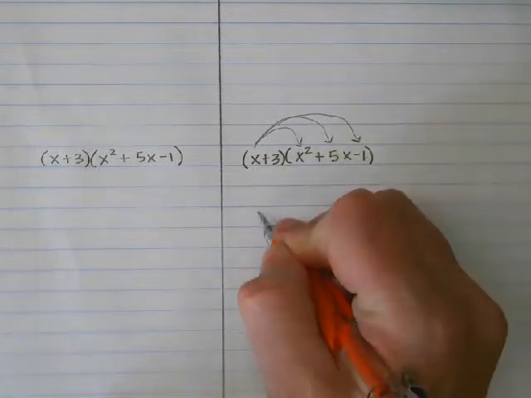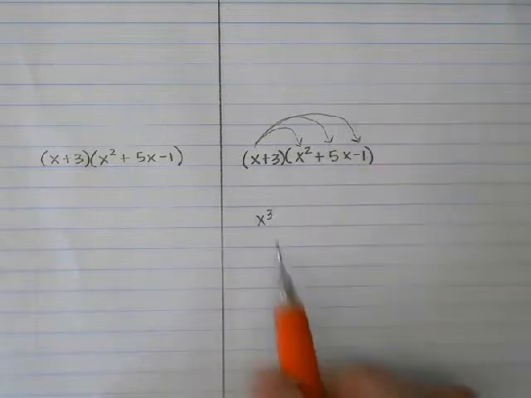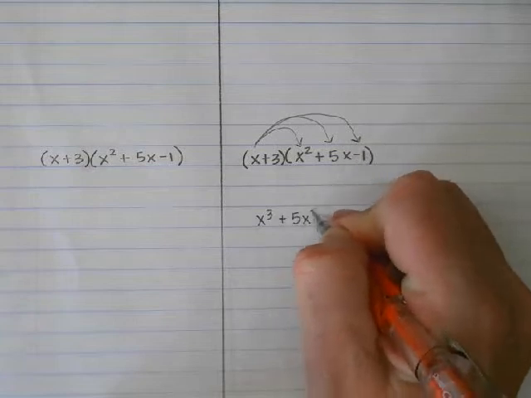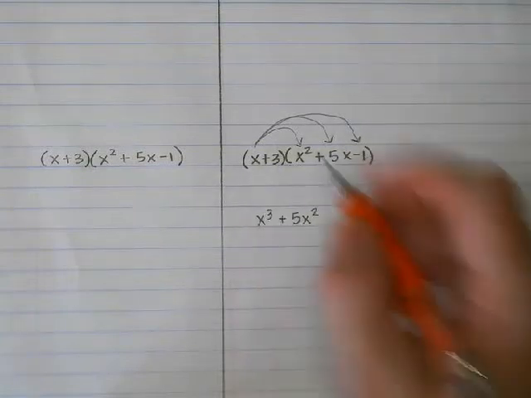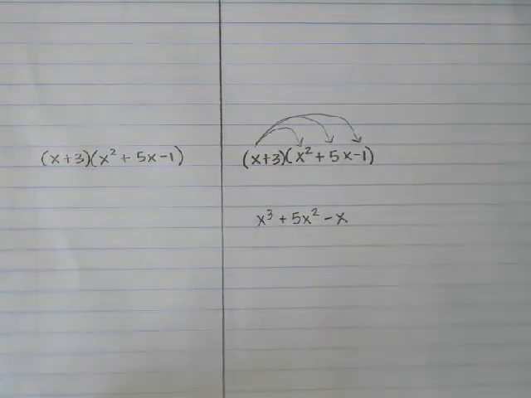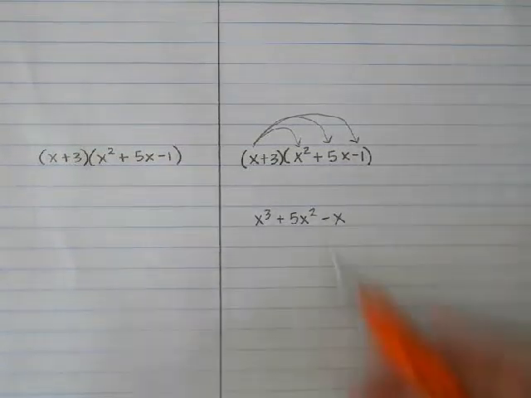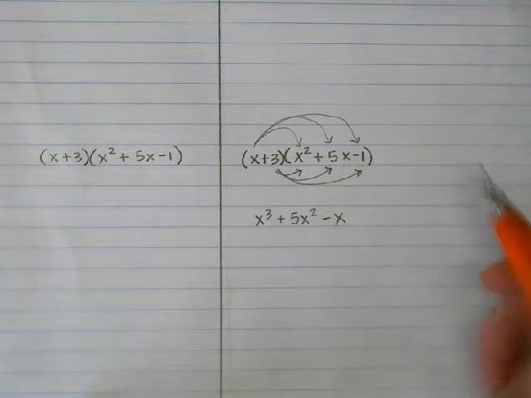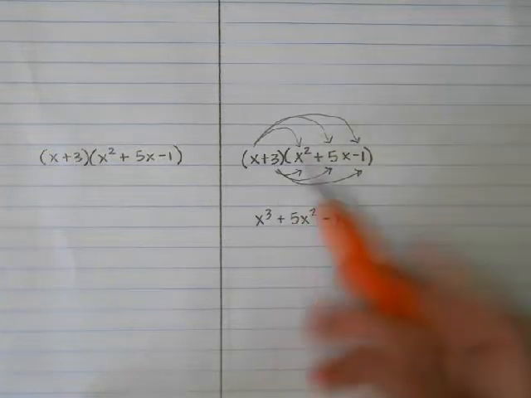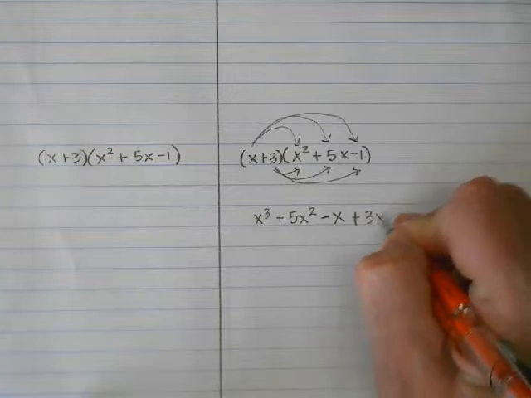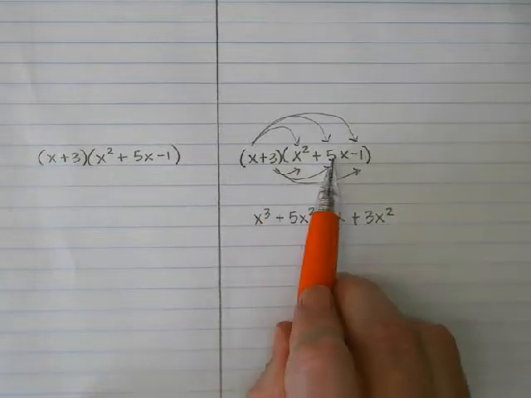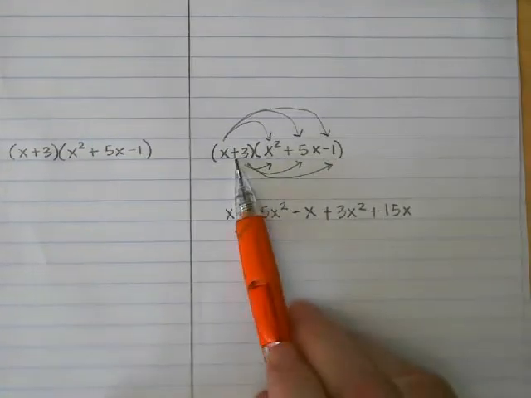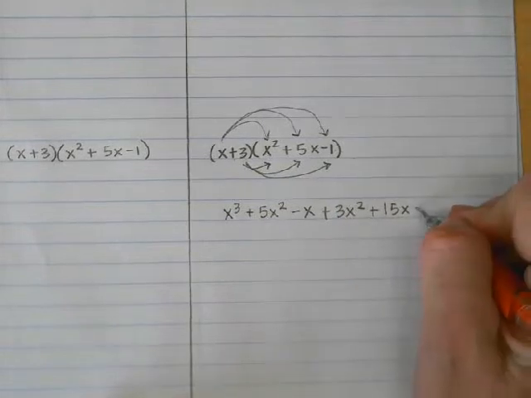Okay, so x times x squared will give me x cubed. Then x times positive 5x is a positive 5x squared. Okay, x times negative 1 is negative x. Okay, now I'm going to distribute the 3 the same way. I just distribute it through to every single term. So 3 times x squared is positive 3x squared. A positive 3 times a positive 5x is a positive 15x. And a positive 3 times a negative 1 is a negative 3.